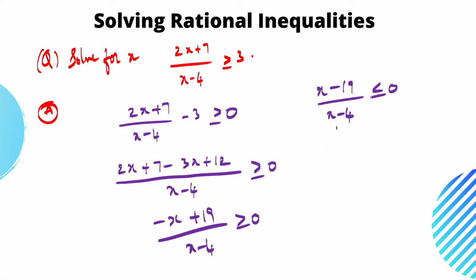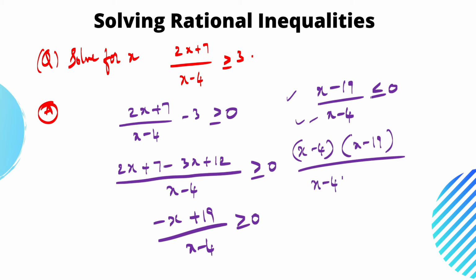We do not know whether the denominator is positive or negative. In order to ignore the denominator, if it is positive, we can ignore it. If it is negative, we shouldn't ignore. So what we shall do is multiply the denominator with the numerator as well as the denominator. Then what do we get? (x - 19)(x - 4). This is the same. We applied this in previous questions as well.